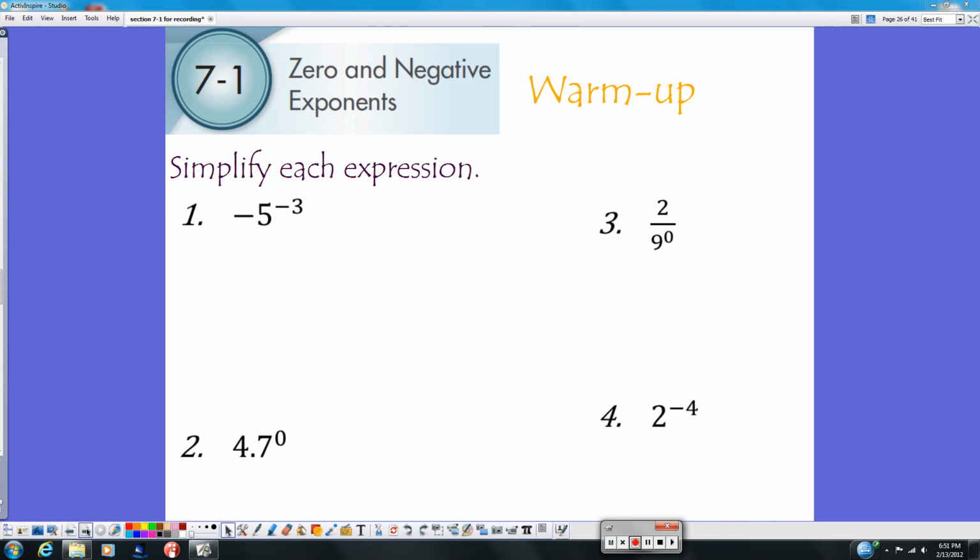We have negative 5 to the negative third power. That's going to give us 1 over 5 to the third with a negative sign out front, which is negative 1 over 125. In number 2, anything to the 0 power is equal to 1.